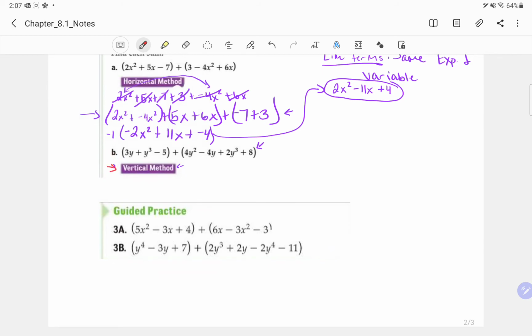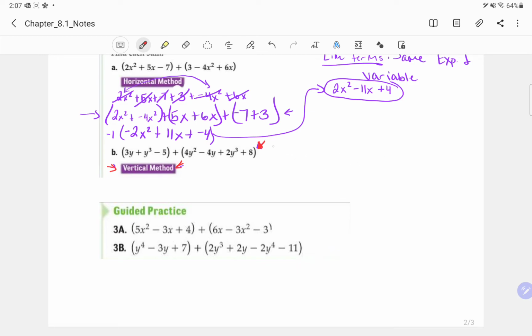Okay, so I'm going to do this one in red. When you do the vertical method, make sure the longer of the two is the top polynomial. So I'm going to put 4y squared plus 4y, -4y, plus 2y cubed plus 8. Before I even do that, I'm going to erase that and put this in standard form.